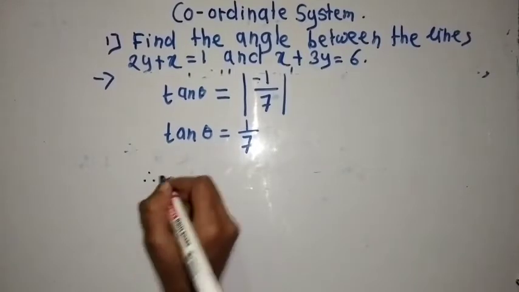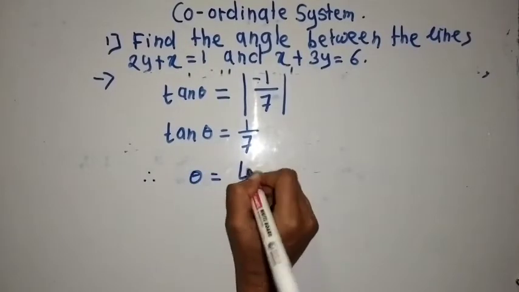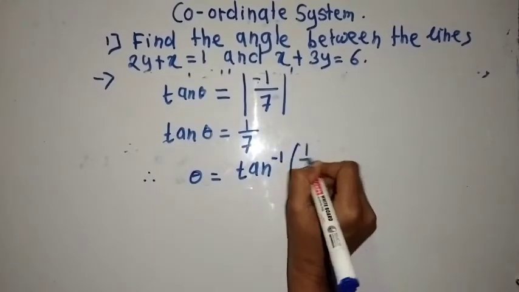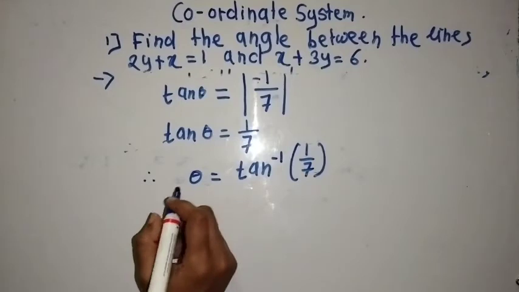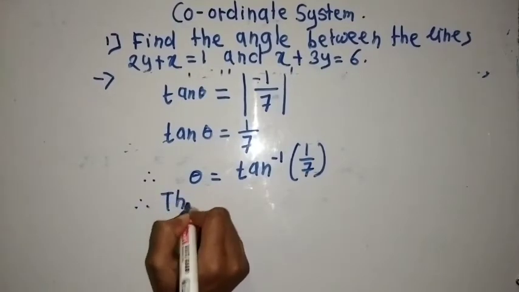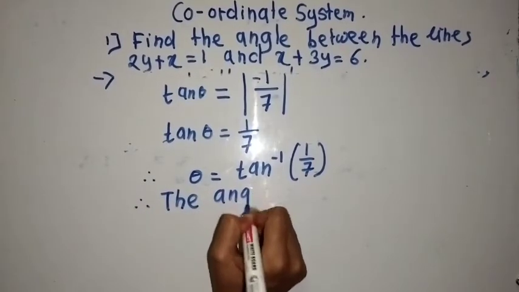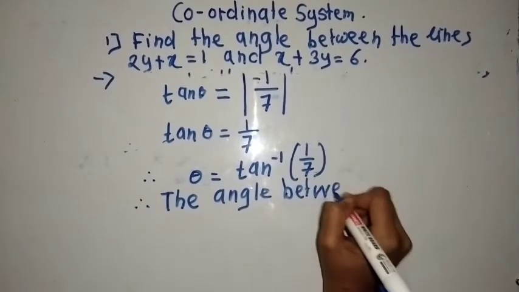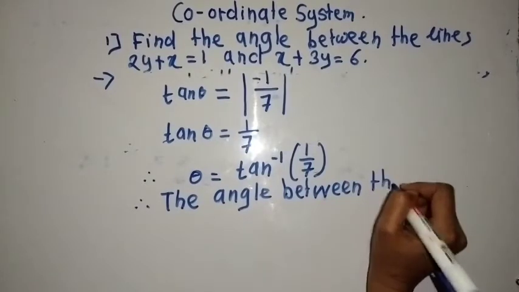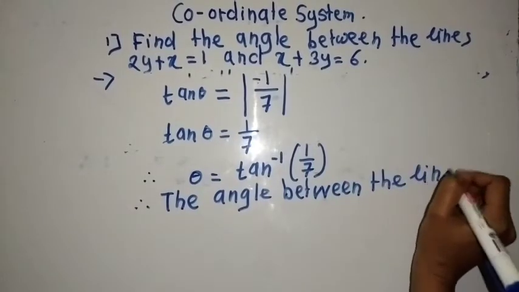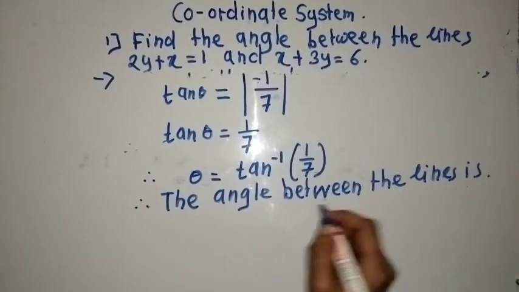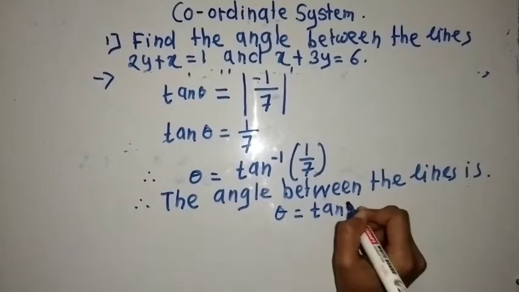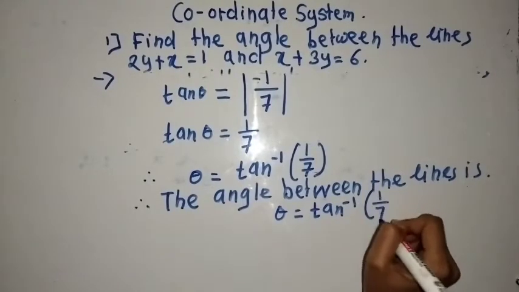Hence we get the angle: tan theta is equal to 1 upon 7, so theta is tan inverse of 1 upon 7. Hence the angle between the lines is theta is equal to tan inverse of 1 upon 7.